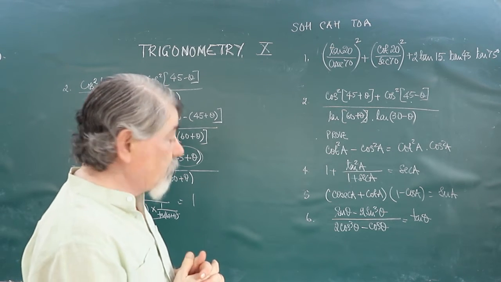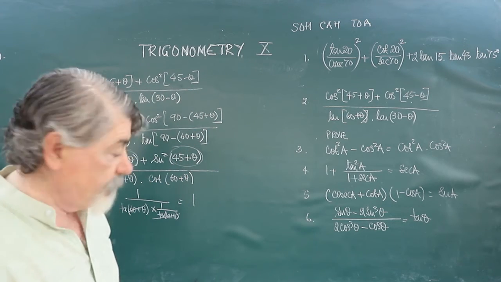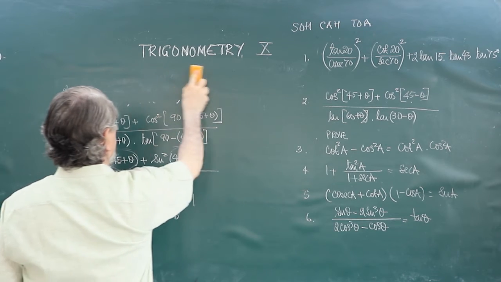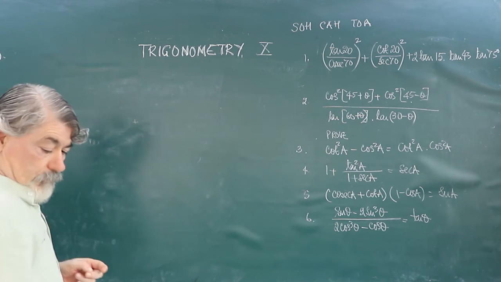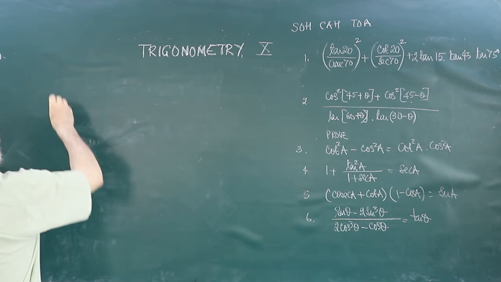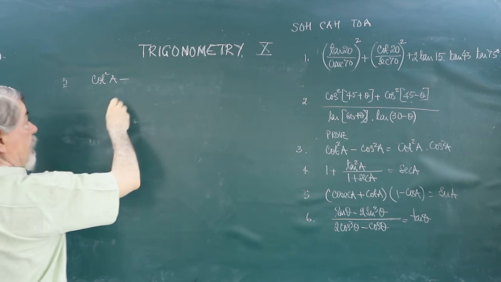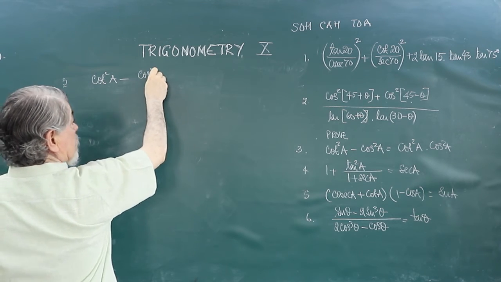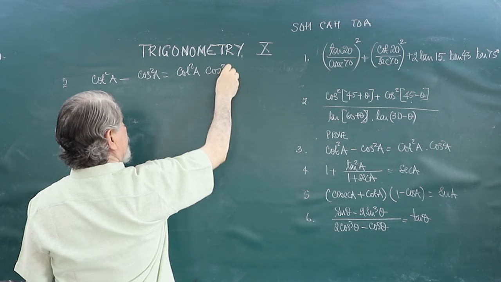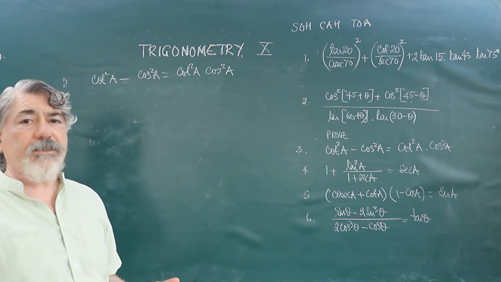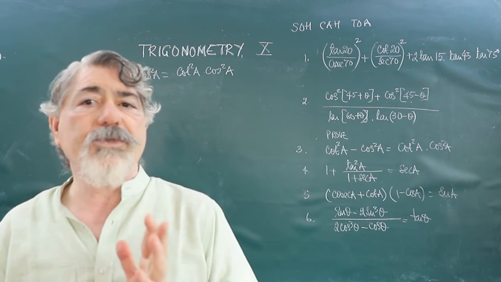Now let us see the third question where it says prove cot square A minus cos square A is equal to cot square A into cos square A. We will start the question from the left hand side. Just look at the left hand side. It is cot square A minus cos square A.